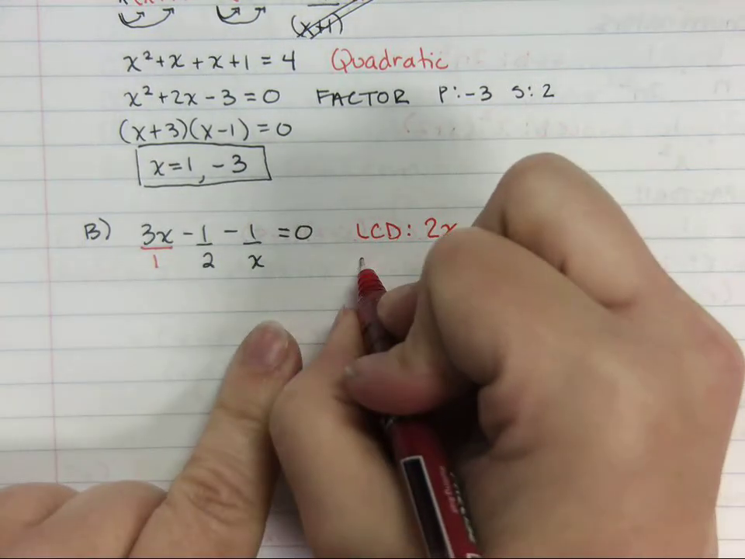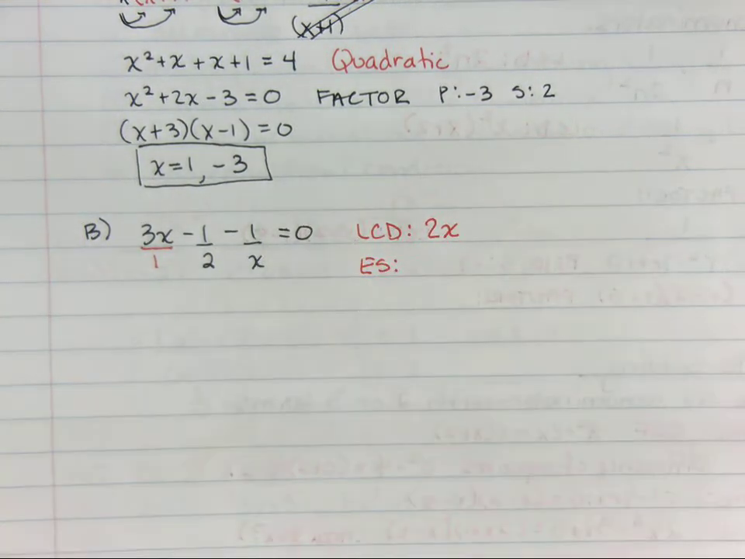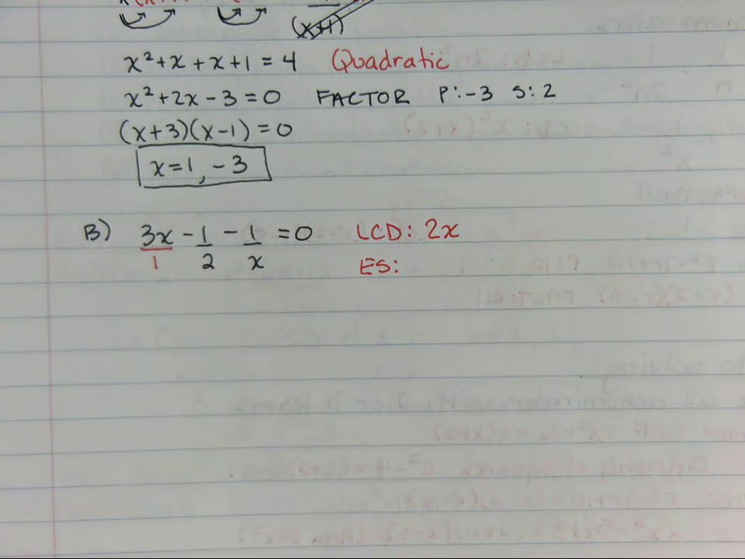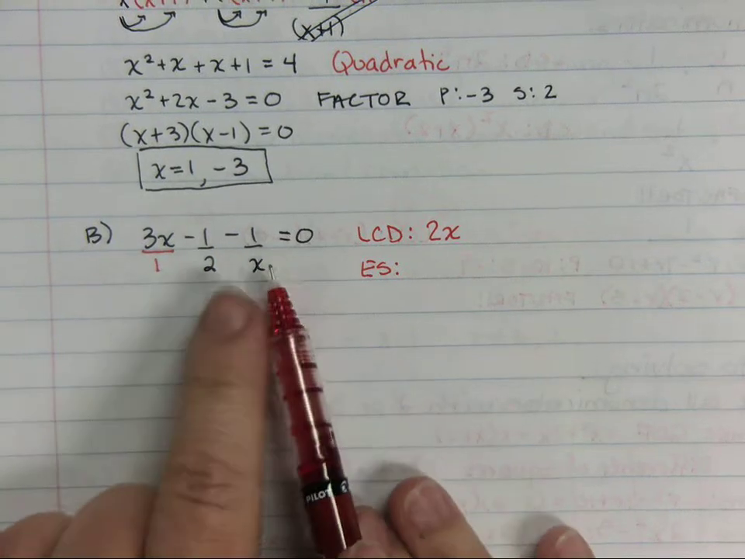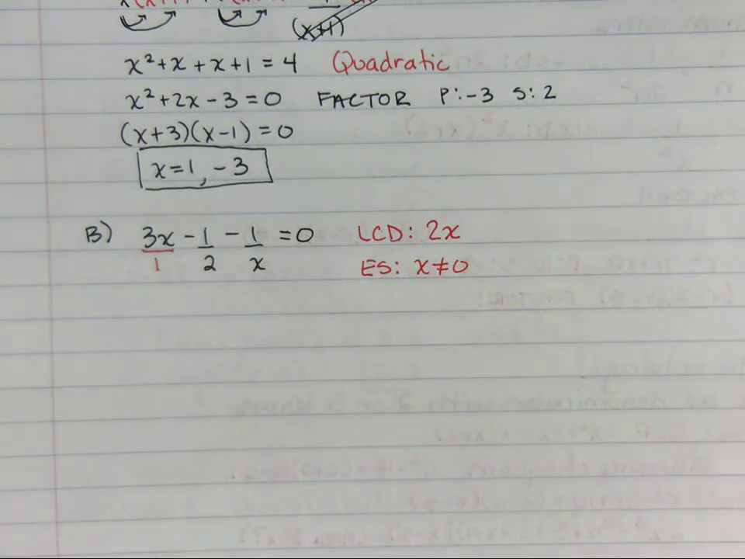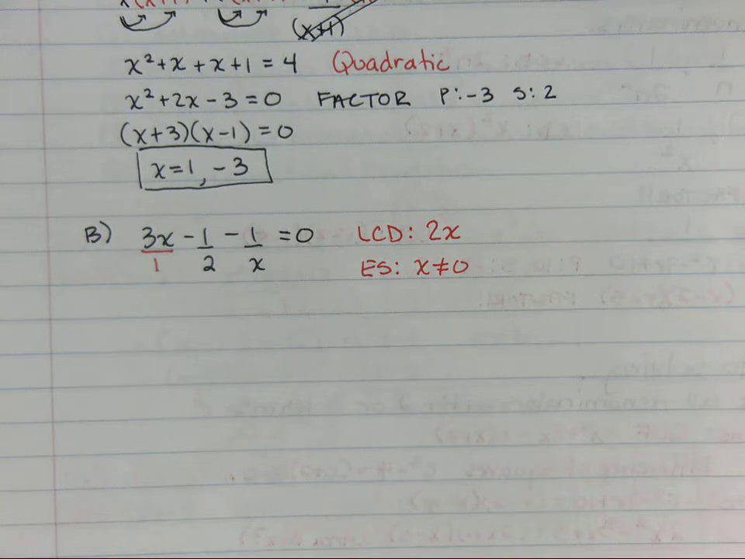And then when I'm looking at my extraneous solutions, there's never going to be a time when this denominator of 2 will be a 0. So remember we talked about before with restrictions, if it's a number, it stays a number. If it's a variable, the only thing I can't use would be when x is 0. So that's the only answer I'm not allowed to have. Everything else is good to go.